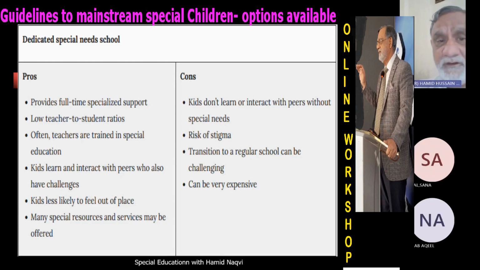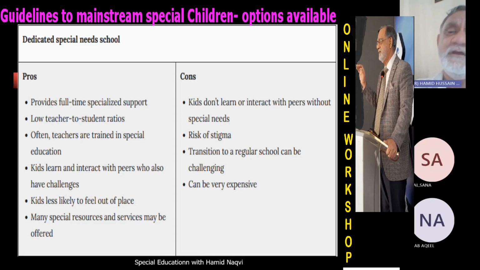But what are the demerits? What are the cons? Kids do not learn or interact with peers without special needs. It's easier for them to communicate with sign language with their hearing impaired peers. But when ultimately in the community they have to walk in and interact with normal kids, they would feel a problem. Then when they are studying in a special school, there's a risk of stigma. We mentioned it. Transition to regular school can be challenging.